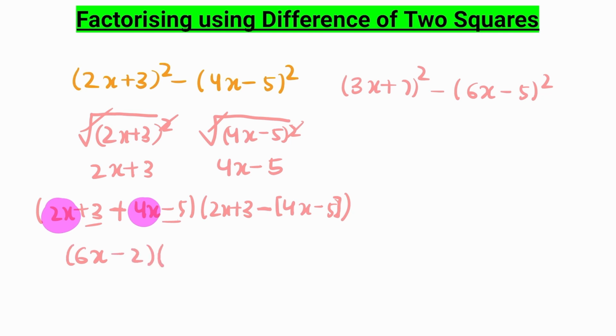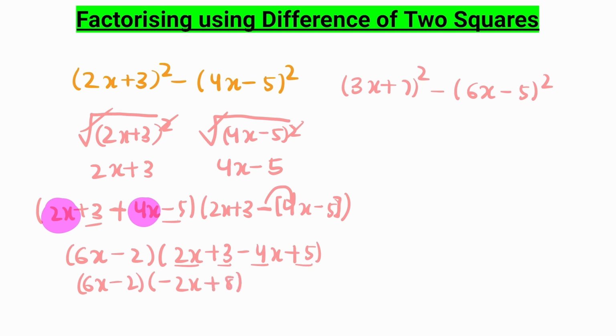And in this part we have to simplify this. 2x plus 3, we have to multiply 4x minus 5 by minus 1. 4x multiplied by minus 1 is minus 4x. Minus 5 multiplied by minus 1 is plus 5. Now again we can simplify this part. 6x minus 2. And here 2x minus 4x is minus 2x plus 3 plus 5 is plus 8.